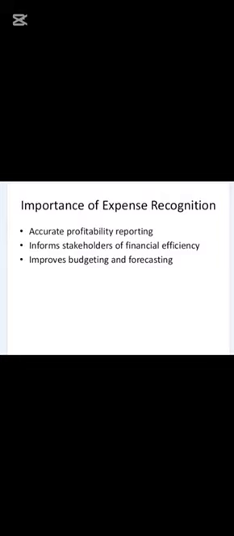It also helps in decision making because accurate reporting of expenses relative to revenues aids management in making informed decisions about budgeting, forecasting, and resource allocation. Now we'll be looking at cash flow statements.